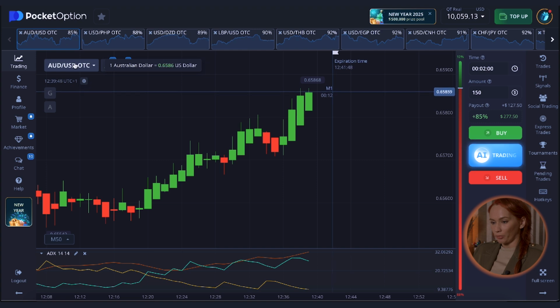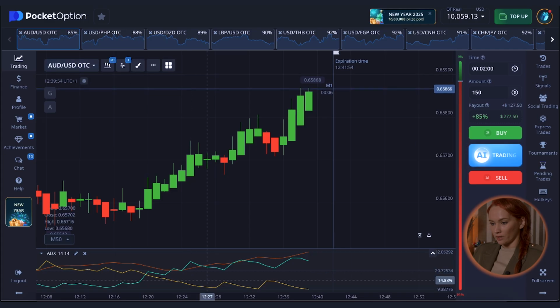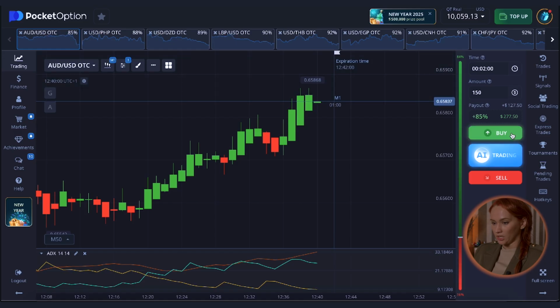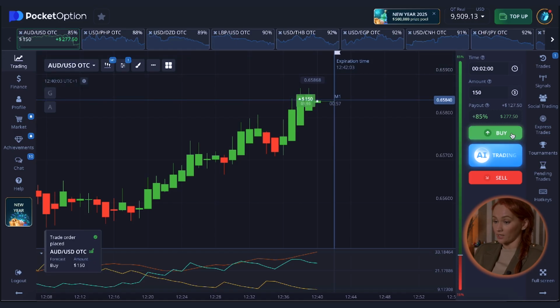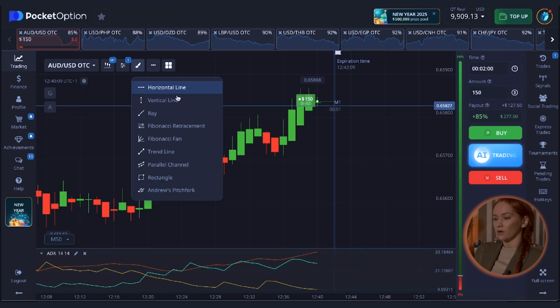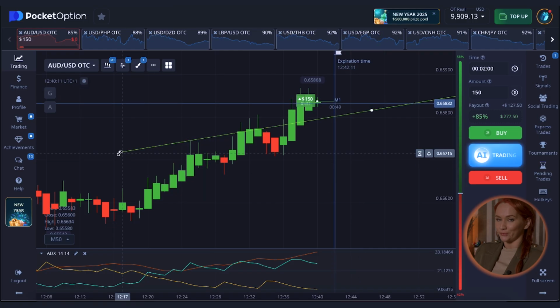Now, we begin with the first currency pair, the Australian dollar, US dollar. What do we have here? We see the ADX line above 25 and the green line DI plus above the DI minus line. This tells us that we have an uptrend. Let's see how this plays out.